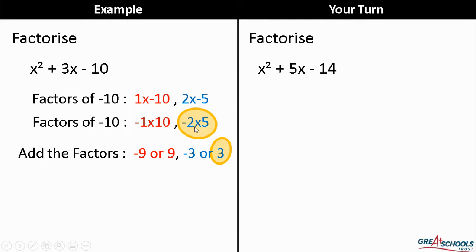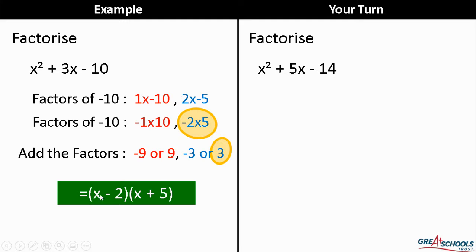So I now know it's negative 2 and 5. I write my brackets out, x minus 2 and x plus 5. And you do need to get the negative sign in the right place. It's got to be x take away 2 and it's got to be x plus 5. Otherwise, you won't get that. Okay, there's one to do on the right here. Take your time with it. Look at this example and see how you get on. Pause the video now.